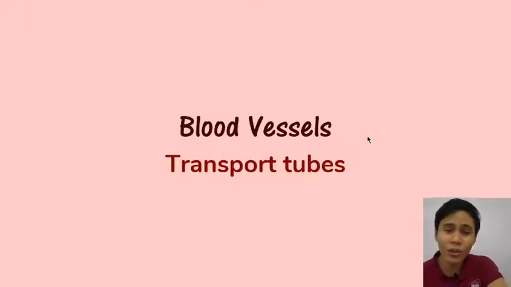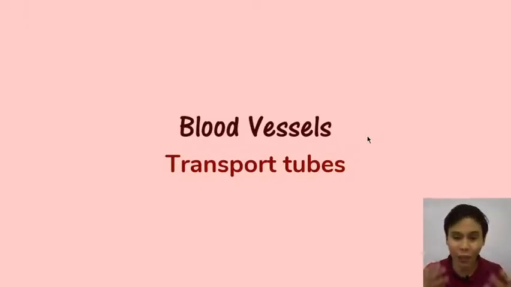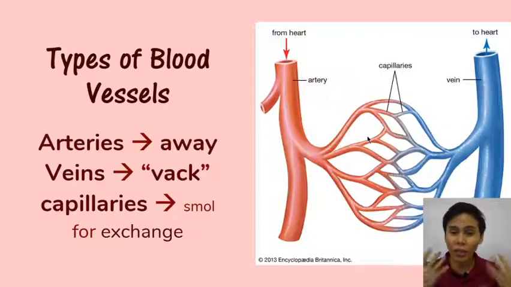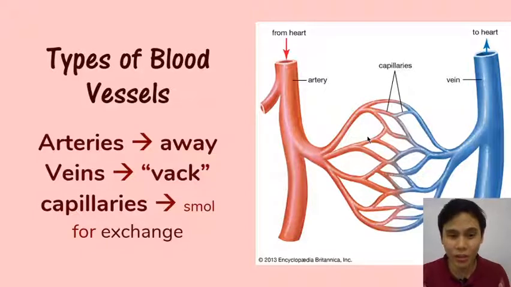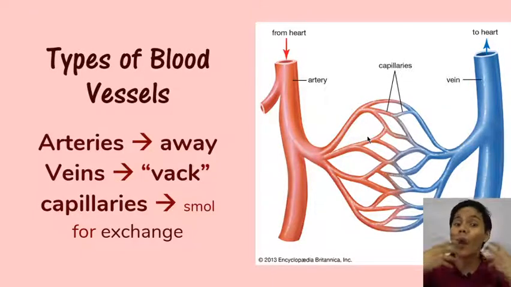For your blood vessels, they are transport tubes. They just transport the fluid, the blood, all around your body. Okay? So you have three types of blood vessels. You have the arteries, which take blood away from the heart.